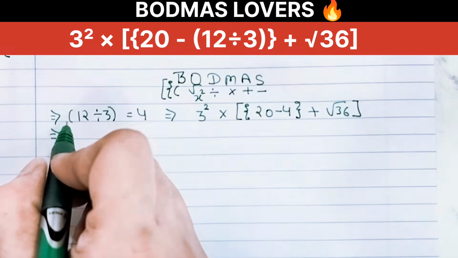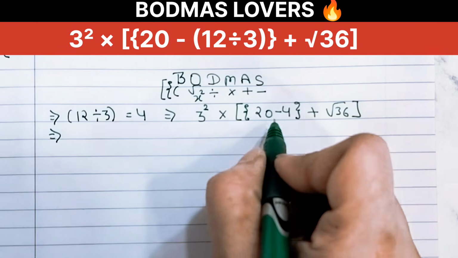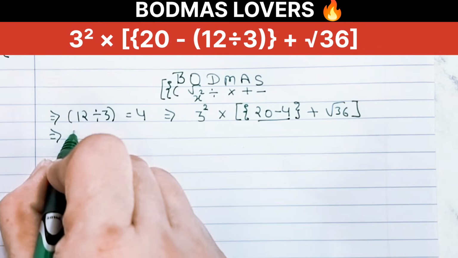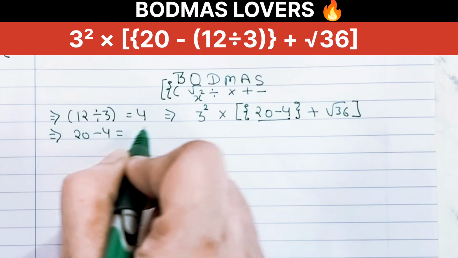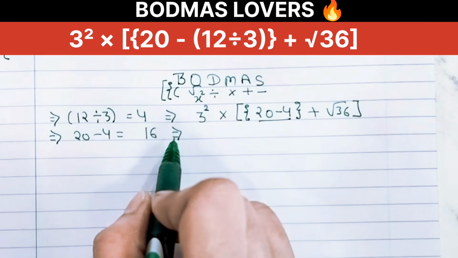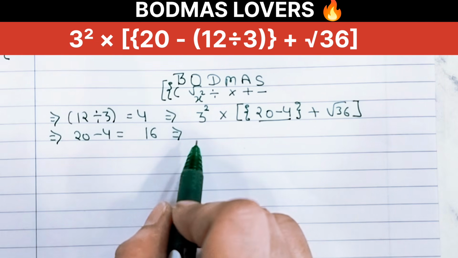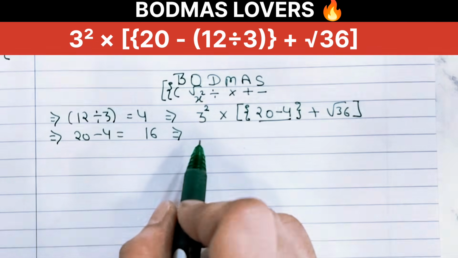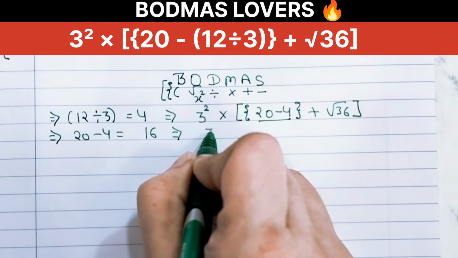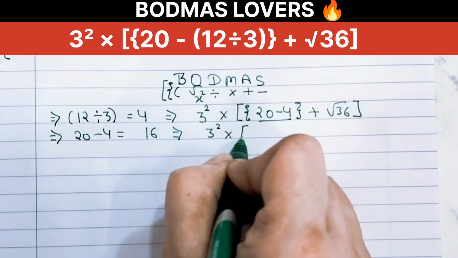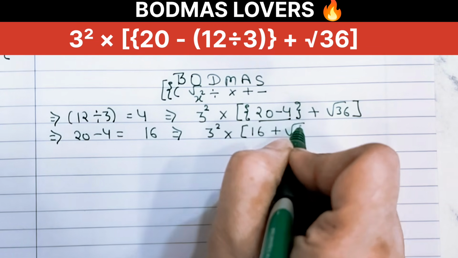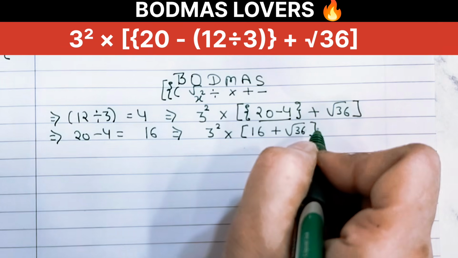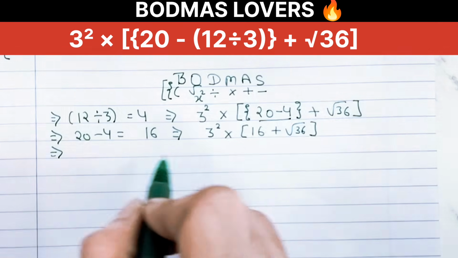Move to the next step: curly braces. Now calculate 20 minus 4. Now 20 minus 4 will get 16. And now according to this step, we move outward to the next set of brackets which are curly braces. And now the current expression becomes 3 power 2 multiplied by the square bracket 16 plus root 36. Now square bracket.